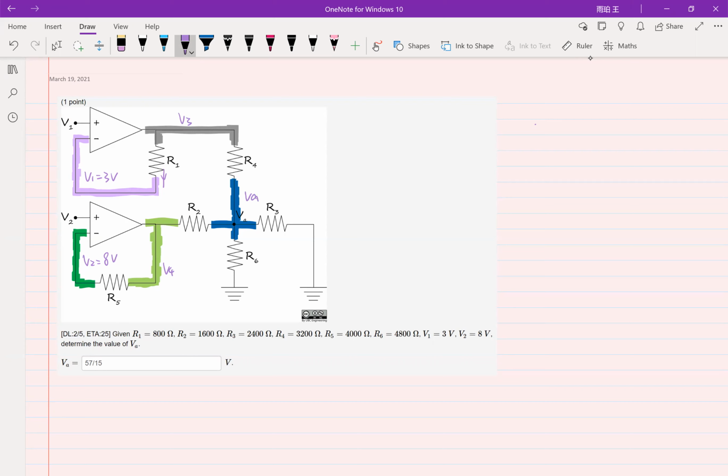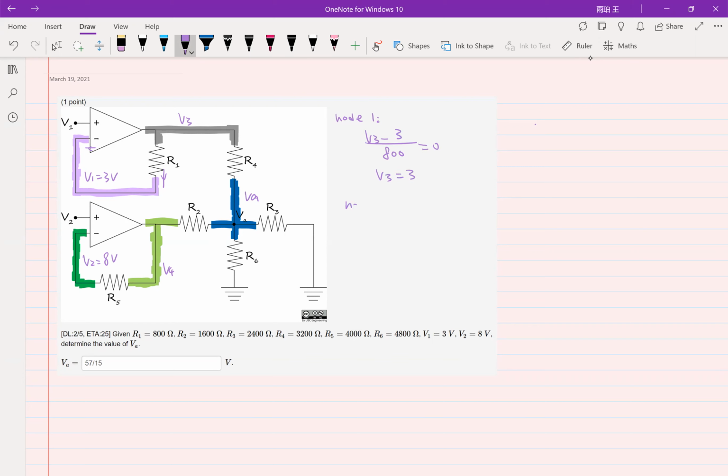Okay, so analyze node 1, which is the purple one. We know that there is no current coming in or out of here. So the only current is flowing from V3 to V1 across R1. So our equation would just be (V3 minus V1) over R1, which is 800, equals 0. And V1 is just equal to 3. So you can just conclude that V3 equals 3 here.